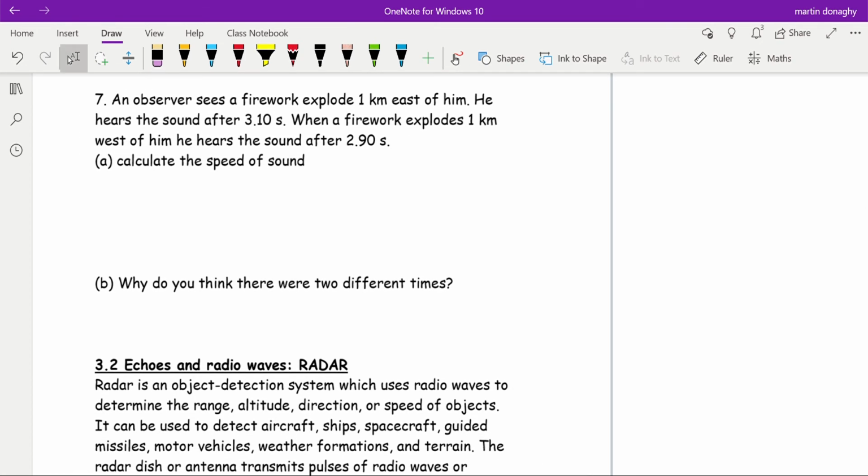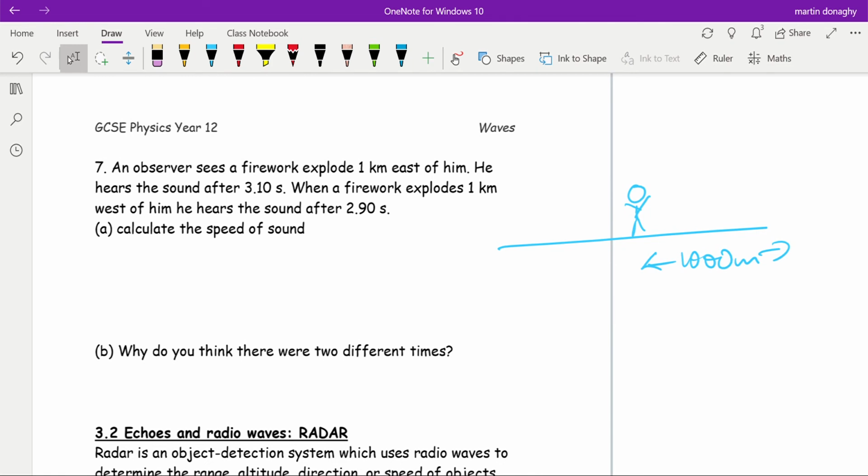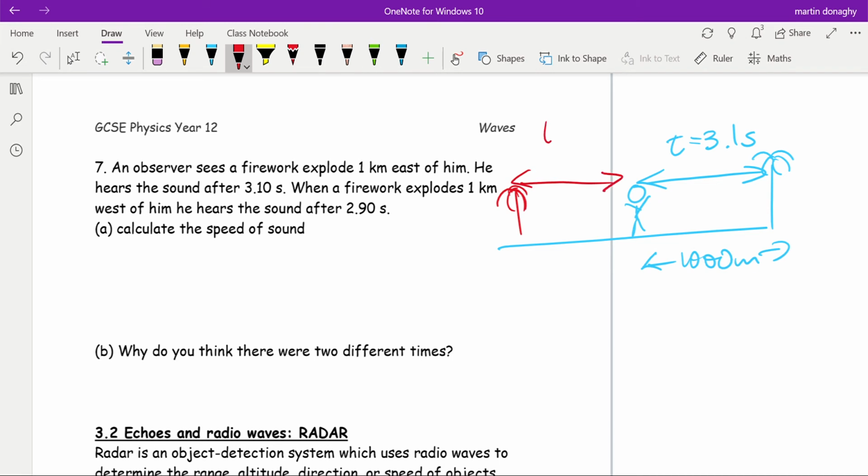Last one. An observer sees a firework, so this is our little observer, explode 1 kilometer east, so that's 1,000 meters, and that takes, here's our little firework again, looks more like a palm tree, that takes 3.1 seconds. Meanwhile, over here we have another firework, and that takes just a time of 2.9 seconds. Calculate the speed of sound. We could do this for each of them, so that's 1,000 meters as well.